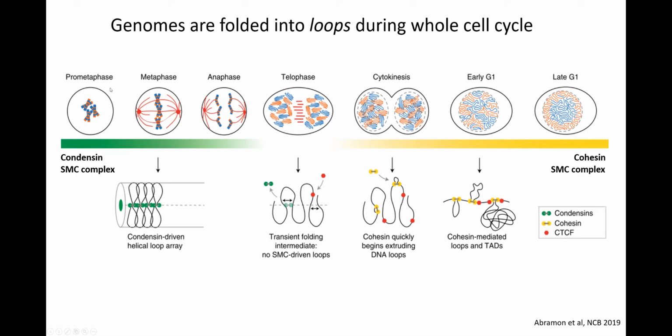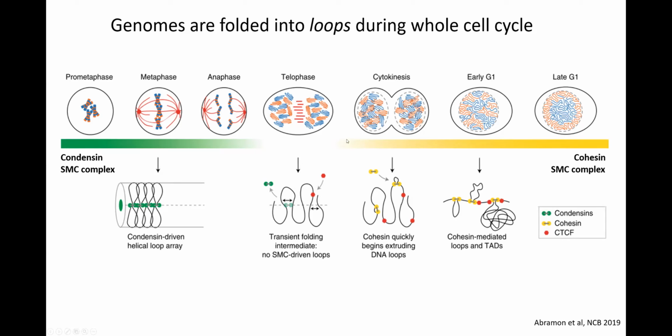So during mitosis, the protein complex called condensin makes up these highly organized loop structures, this helical loop array, which in the end makes up the X shape of chromosome that we are all well familiar with.